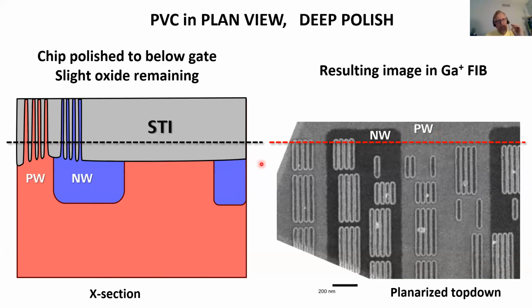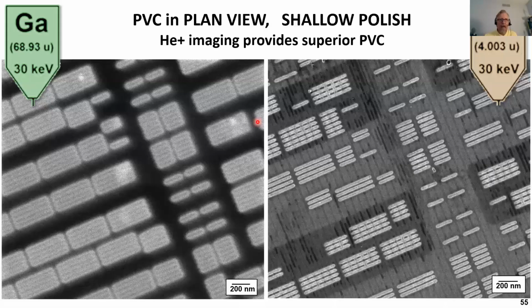And now, consider we go take another sample and only polish it very shallow, just barely underneath the gates. And now we'll compare gallium to helium voltage contrast. Again, this is an SRAM viewed just under the gate, just barely polished to remove the gate. And now we can see that the helium voltage contrast shows a very superior PVC.